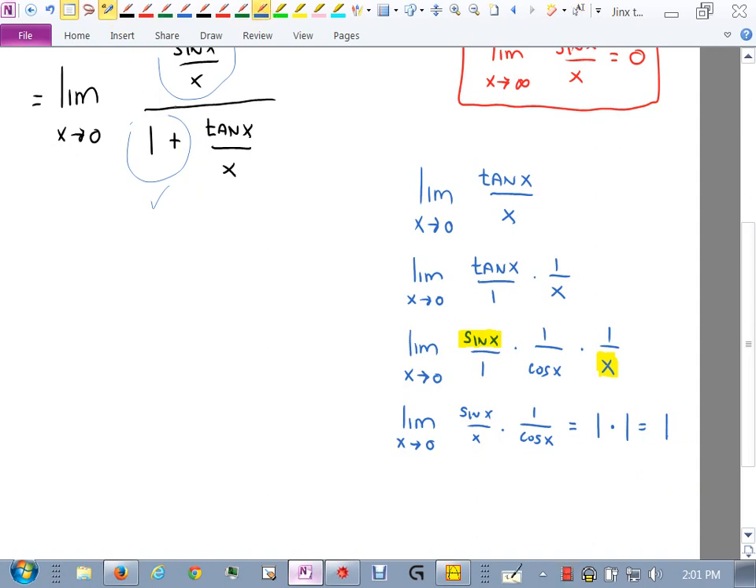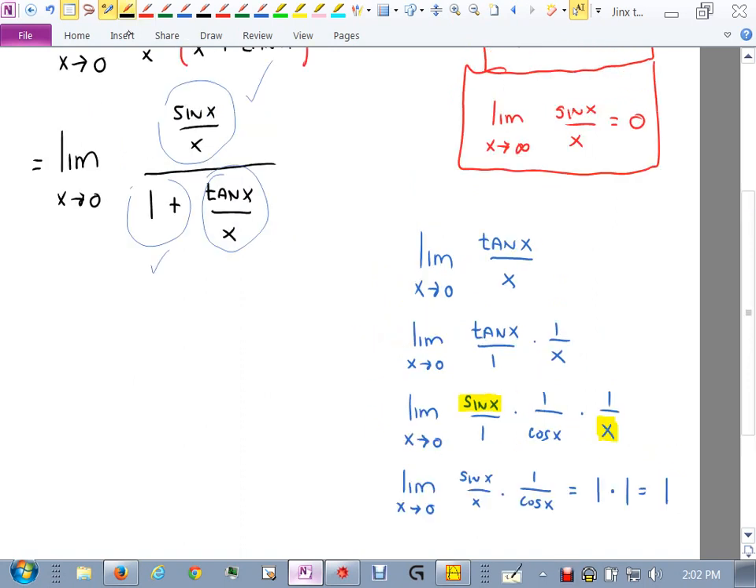So back up to this now, I know what this is going to go to, right? Up here. That tan x over x is going to be 1. So my answer up here is 1 over 1 plus 1, which is 1/2.